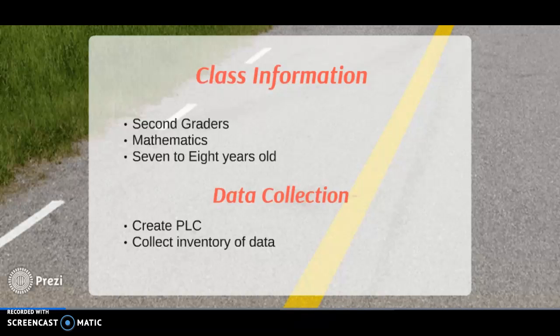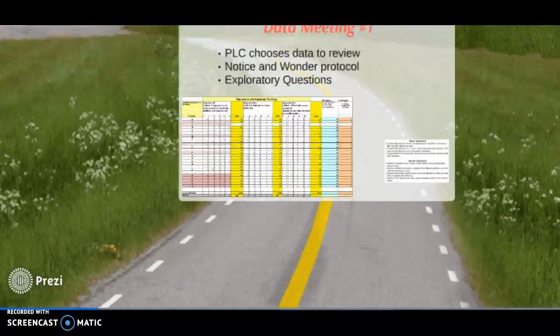Now, typically the data process would take place with teachers that teach the same subject and grade level. Since this is a graduate course, we are paired with one or two other people and we complete the data process together, but each of us are using our own data. Let's begin by looking at data meeting number 1.